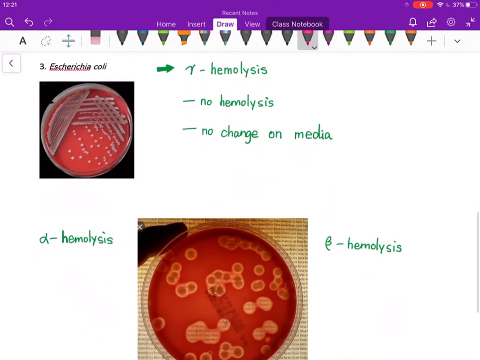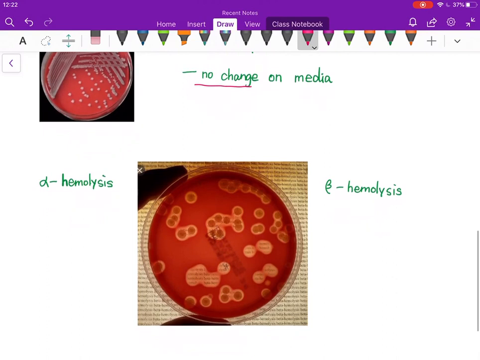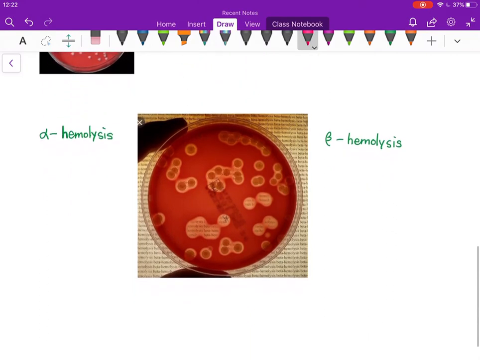And for the next, we are using E. coli. We can see it appears as simple growth with no change to the medium. If the organism does not produce hemolysin, the red blood cells will not be broken down, so this is called gamma-hemolysis.